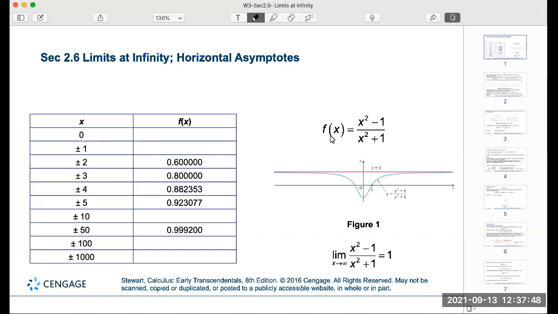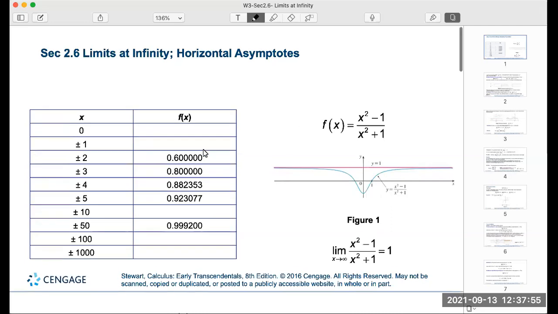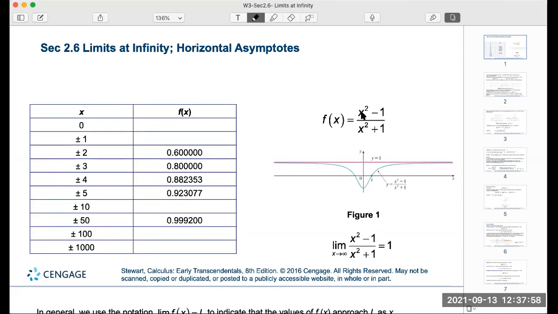Suppose we're given this function. What is the value of this function when x is equal to 0? Substitute 0 here, it will be 0 minus 1 divided by 1. It will be -1. Very good. How about at x is equal to 1? 0. Yes, 1 squared minus 1 equals 0, divided by 2. It will be 0. Very good.